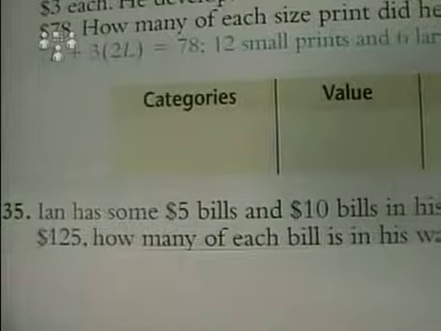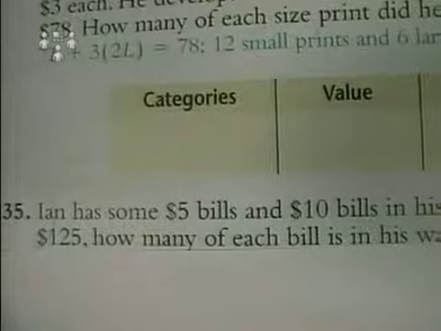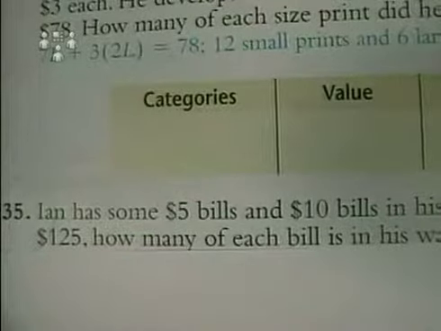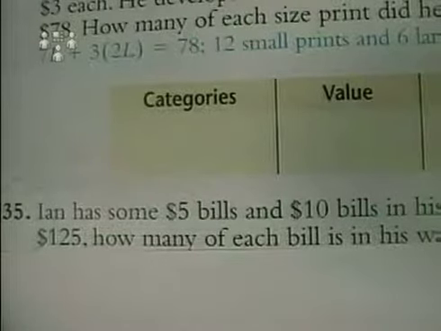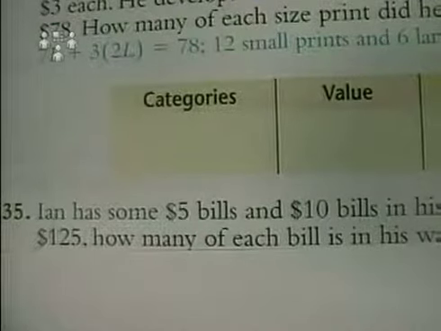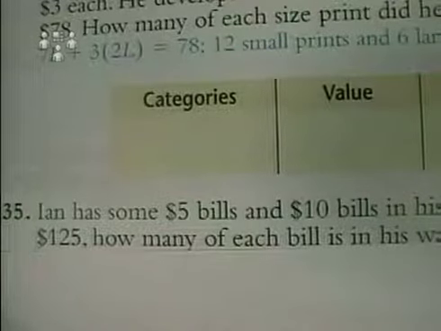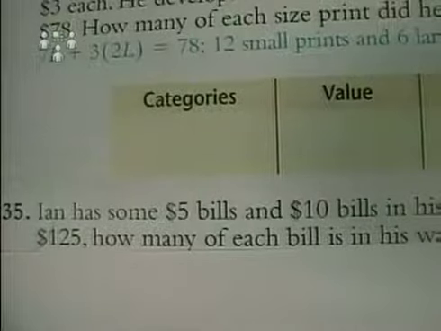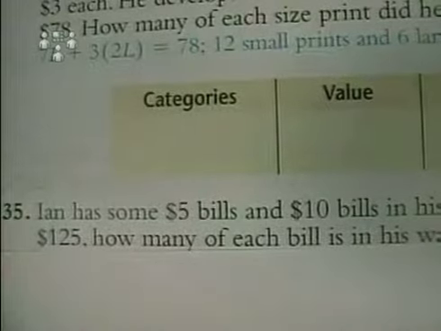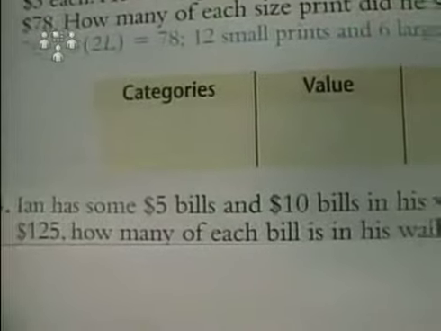This person has some bills, and these are the kind of bills you like. $5 bills, $10 bills in the wallet. Now, you just take the money out and count it, but nonetheless, it makes a neat problem. You've got $125 total. He has 19 bills total. Okay, so that's an important phrase that is critical to this problem.